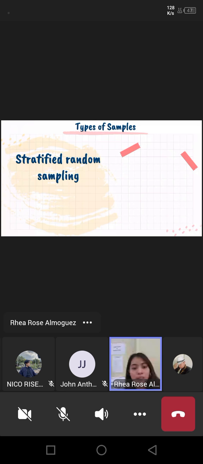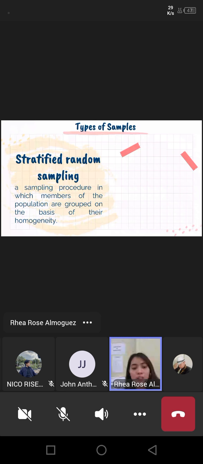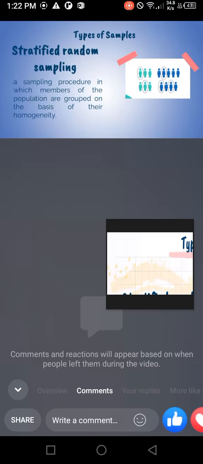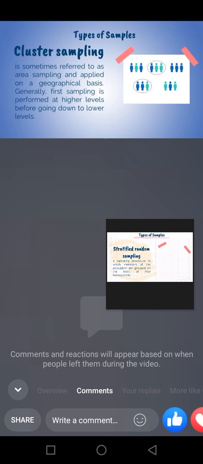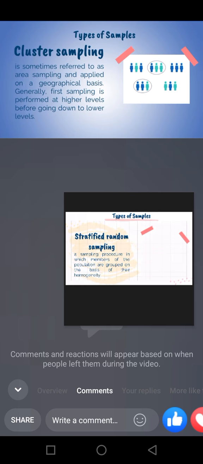Well, this stratified random sampling, it is a sampling procedure in which members of the population are grouped based on their homogeneity. So, ano ba yung example natin ng stratified? Let's say I'm going to group you into 4. Okay? Example, based sa height, weight, or something. Pwedeng ganon. Or kaya grupo ko lang kayo into 4. And then from each of the groups, kukuha ako ng at least 3. Okay? So, ganun po yung stratified.